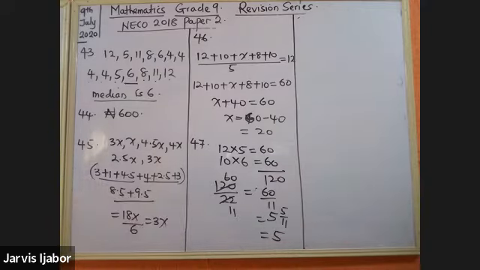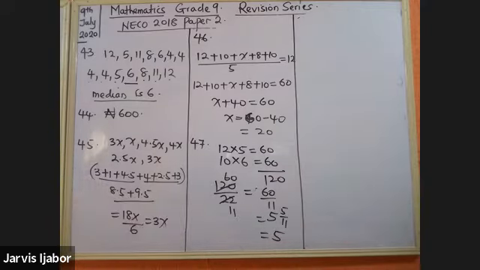In question 48, all right, so let's go to question 48. A die is thrown once. What is the probability that an odd number does not show up? An odd number does not show up.